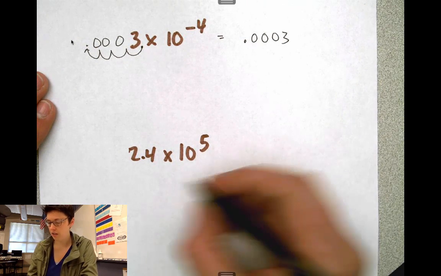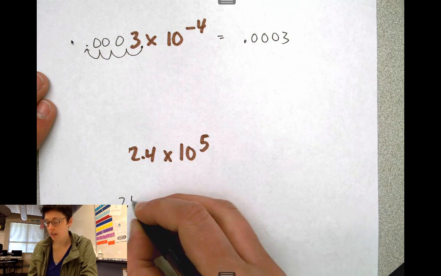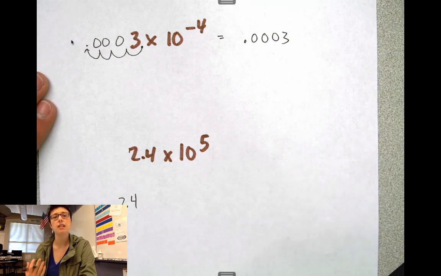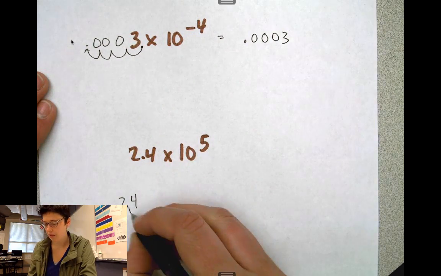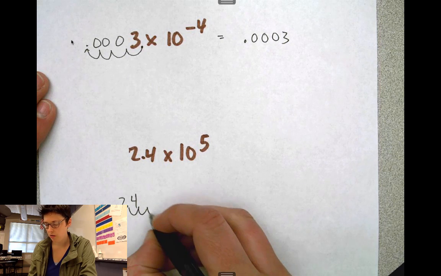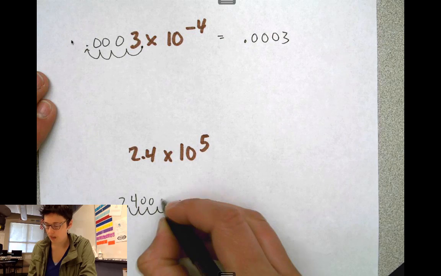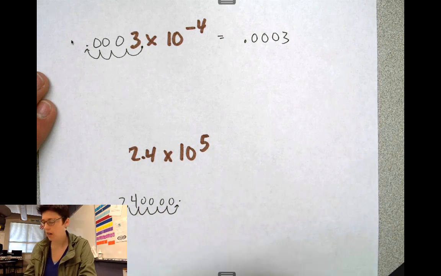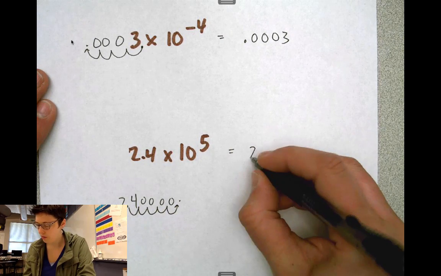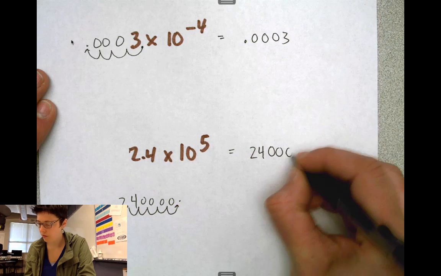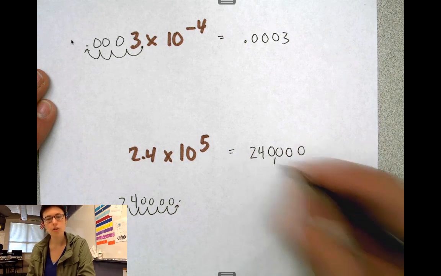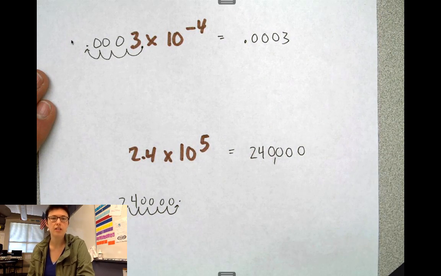Okay, so here's the answer. 2.4 times 10 to the 5th is a very big number. So we're going to move it 5 times this direction. 1, 2, 3, 4, 5. And we're going to insert our zeros that we need. And I see 4 zeros. So I see an answer of 2, 4, 1, 2, 3, 4. 240,000. That's our final answer.